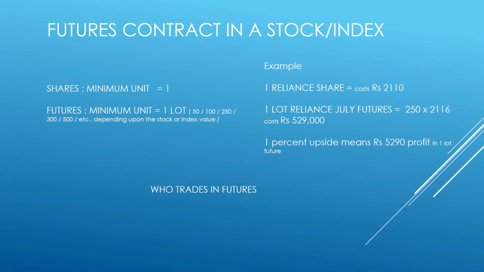Whereas a 1% upside in the Reliance share would give you only ₹21 profit. And then who trades in these futures? Hedgers. In our example, Ramu and Shamu both were hedgers. They wanted to hedge against a possible worry, that the wheat prices would fluctuate beyond their control. Typically, hedgers are manufacturers, producers.